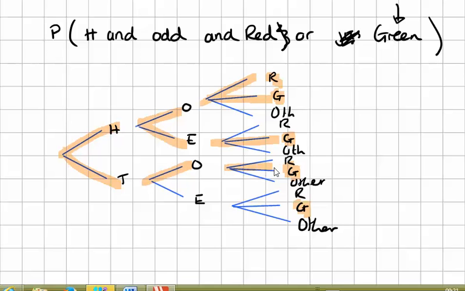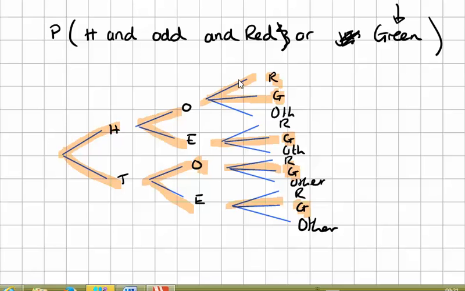So it's not quite as simple as that. You have to consider head odd red, head odd green, head even green, tails odd green, tails even green. What about the other reds? Well, we're not interested in red unless it comes after a head and an odd.